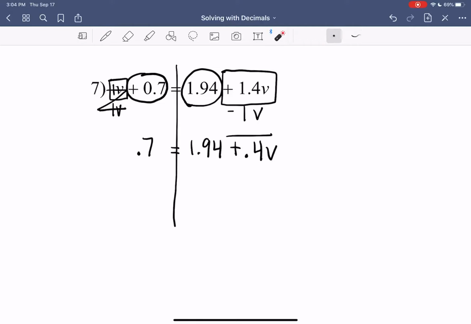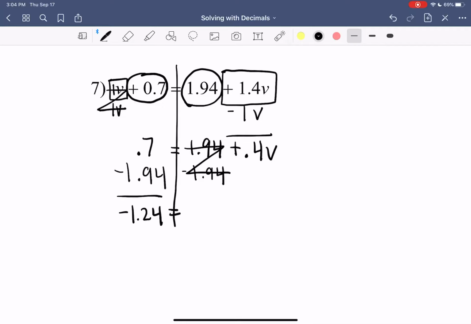And we're to our third step and seeing if we have constant numbers on both sides. So we do. We have a 1.94 and we have a 0.7. So we're going to move the constant that's on the same side as the variable. So this will become a 0. And then we'll be left with 0.7 minus 1.94. So this is a negative 1.24 equals our positive 0.4v.